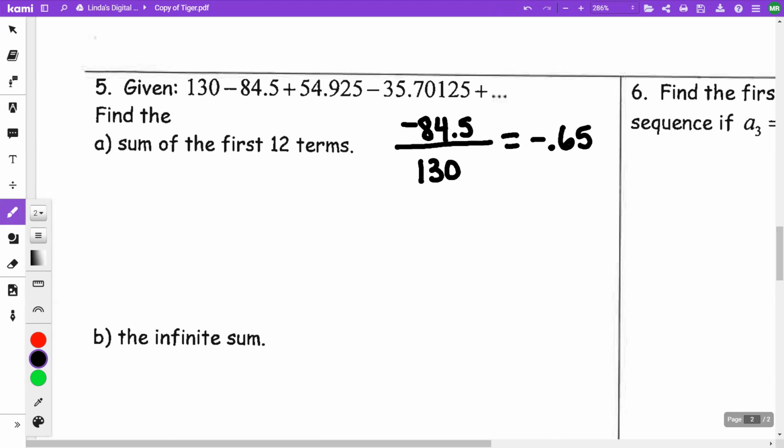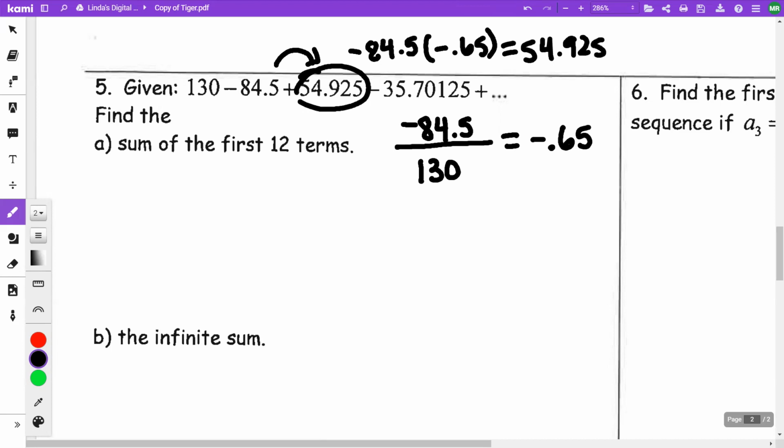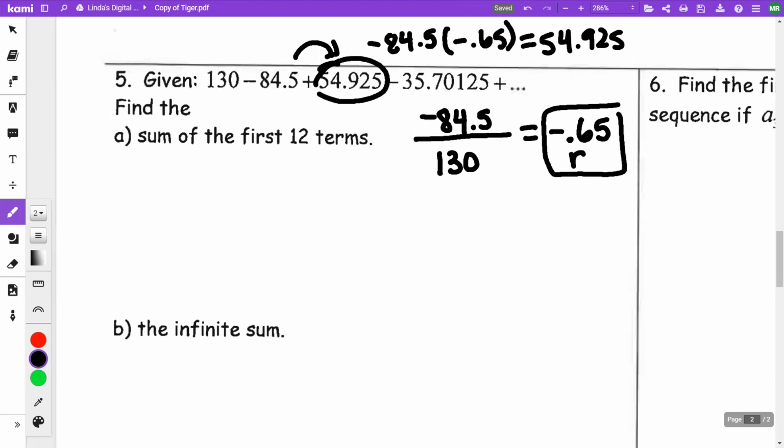Now, let me just make sure that that works from here to here. So I'm going to take -84.5 on my calculator and times it by -0.65 to make sure that I get this. So let me just do that. And I did end up getting 54.925. So this is my R. That's what I'm timesing by. Now, that's not what they're asking us. It's asking us for the sum of the first 13 terms.